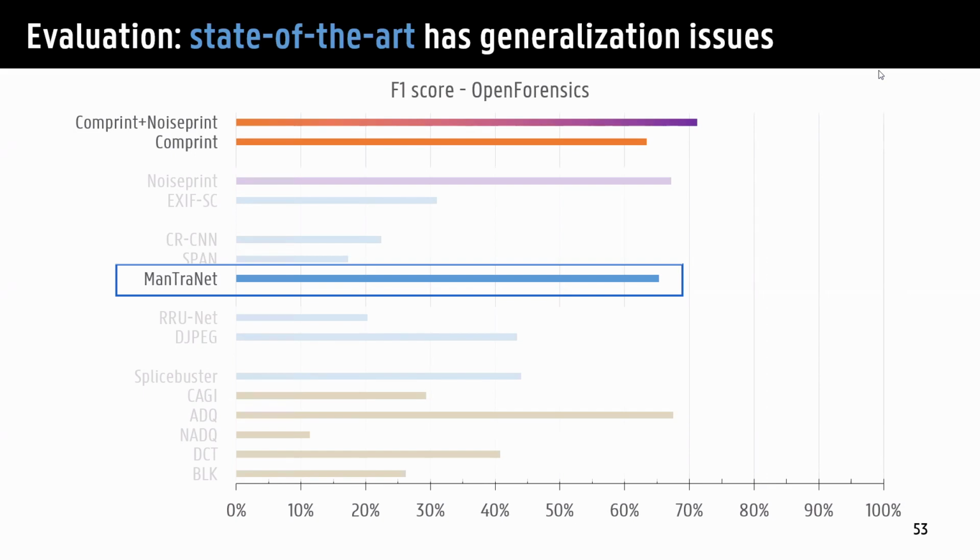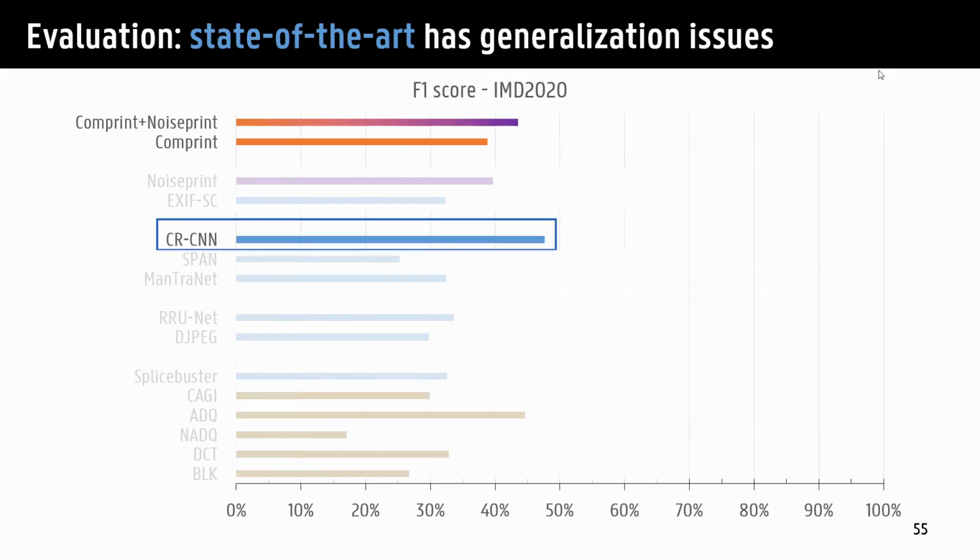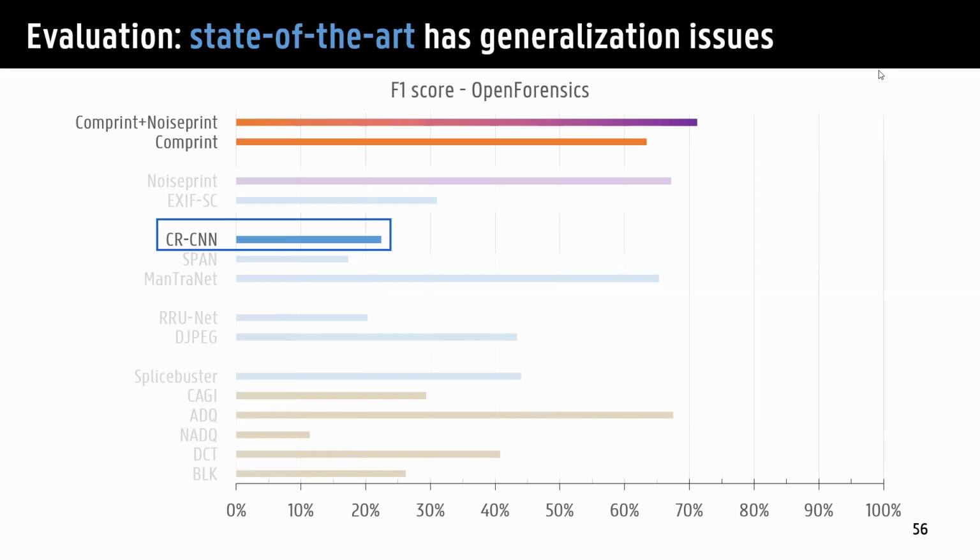For example, here on the Open Forensics data set, the MantraNet method performs very well, similarly to Comprint. But then on another data set, FaceSwap, suddenly it performs much worse than Comprint. This means there is a limited in-the-wild performance for this method. Similarly, the CRCNN method performs the best on the IMD 2020 dataset, the best of all the methods that we tested. But then on the Open Forensics dataset, suddenly it performs much worse than the others. So some state-of-the-art methods can have some generalization issues, especially when they are trained on specific forgeries.